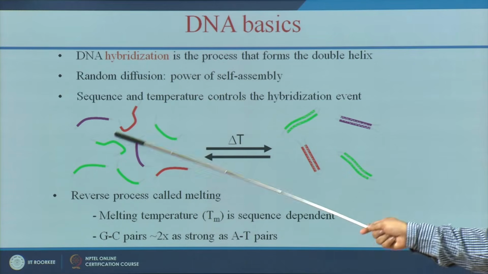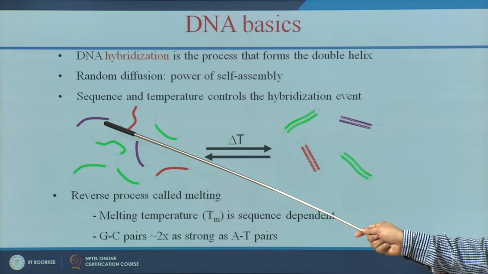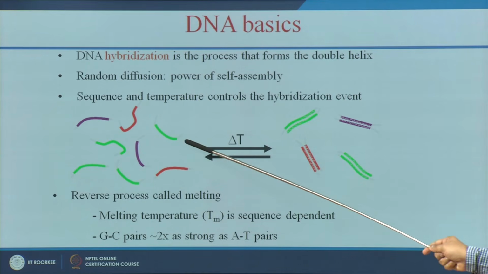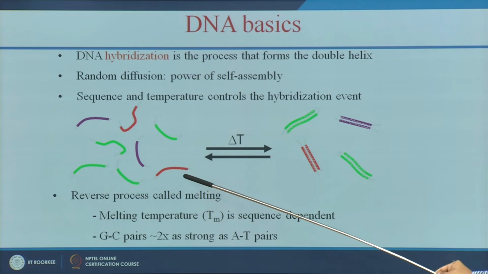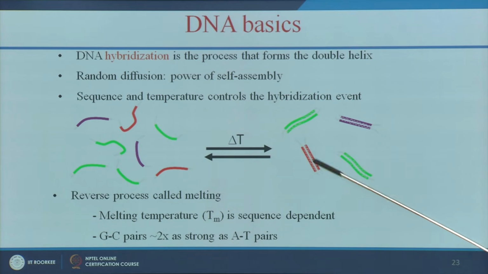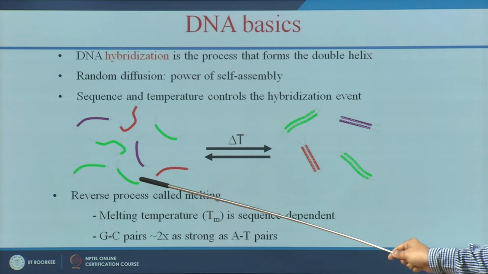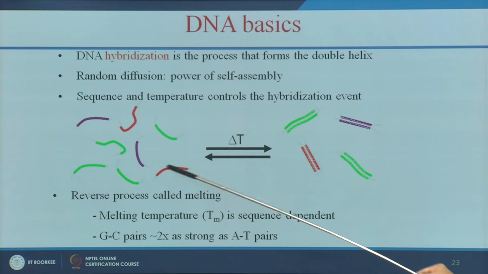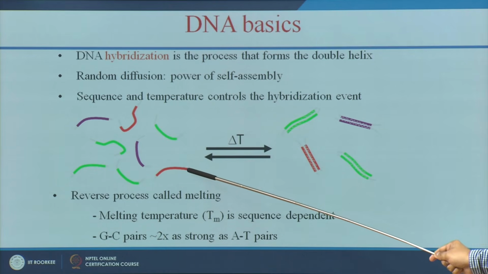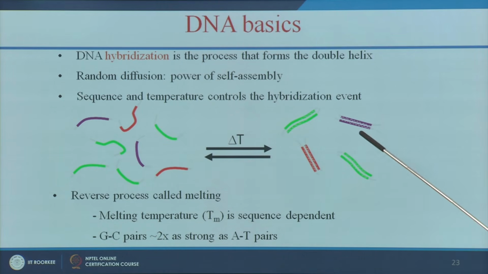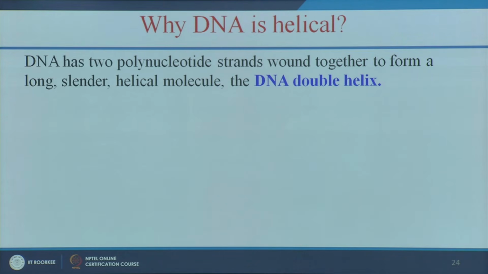Here you can see a simple example. You can use a color code. You can see this green color DNA is binding to green color DNA and red color is binding to red color. The sequences are complementary to each other, and that is why it is forming a double stranded DNA. When you apply the heat it becomes single stranded, and when you remove the heat it becomes double stranded DNA. Using this we are going to make different kinds of nanostructures.